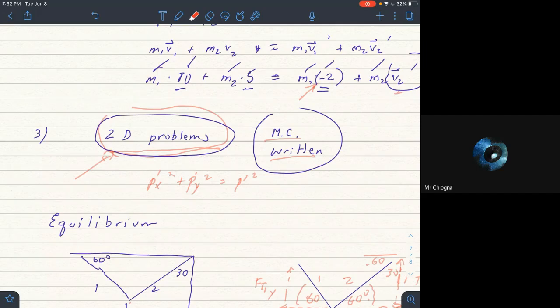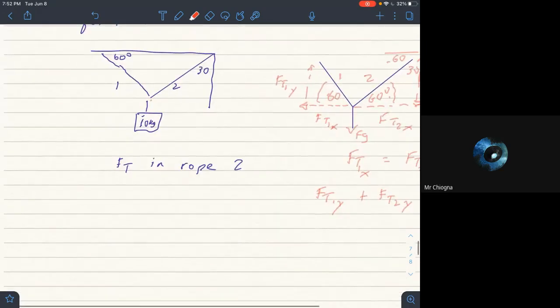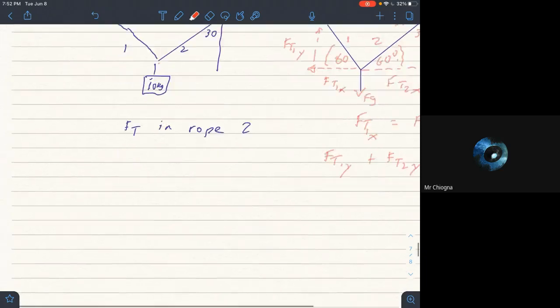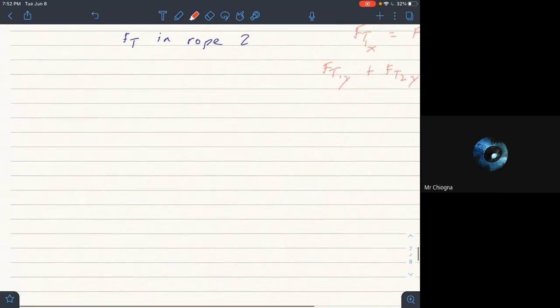I started an equilibrium problem, so let's go over that again. Let's just redraw that. So an equilibrium problem is with the object. Usually it's hung from a ceiling. That's what I'm going to go over tonight. I'm going to go over equilibrium and torque problems.